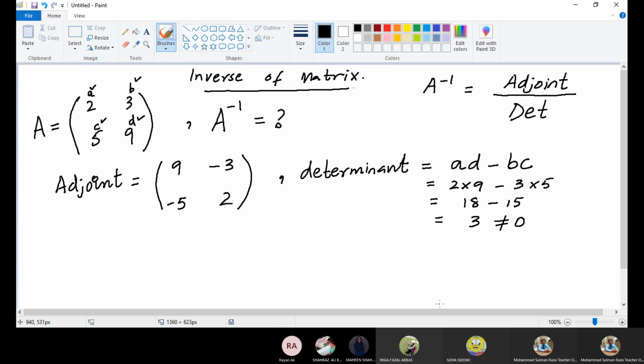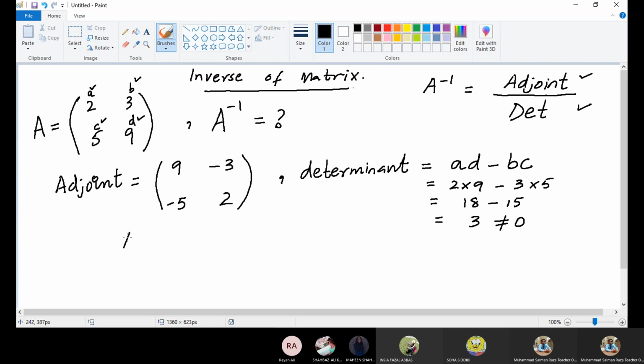So inverse is not possible when you are getting a 0 over here, because something divided by a 0 is going to be infinity. You can see over here that if I put my adjoint over here and the determinant as a 0, then I cannot divide them because the answer will be infinity. And on your calculators, it is going to show you that maths error.